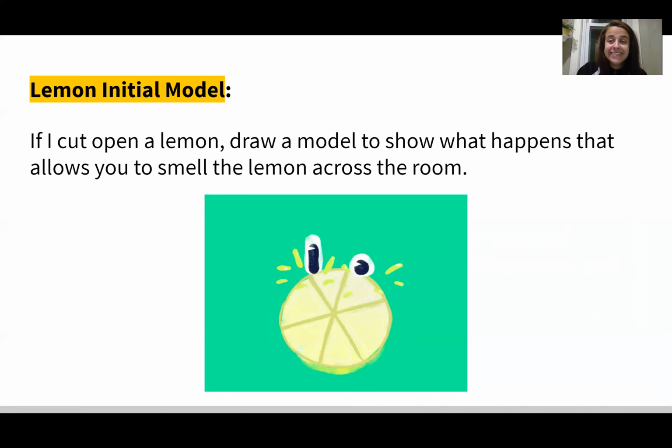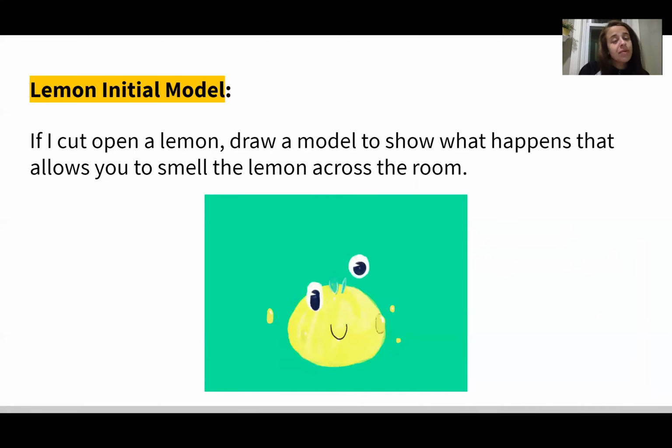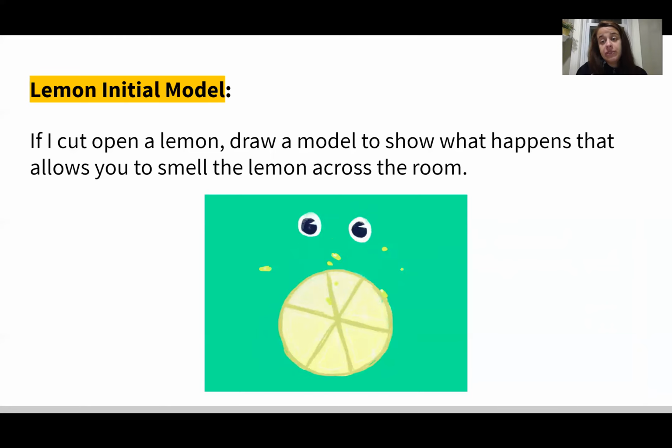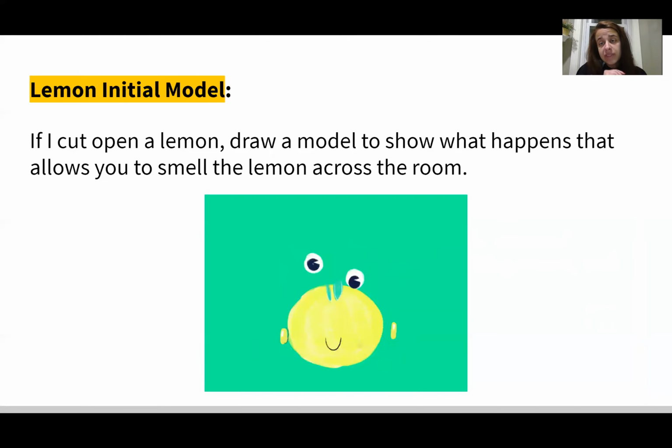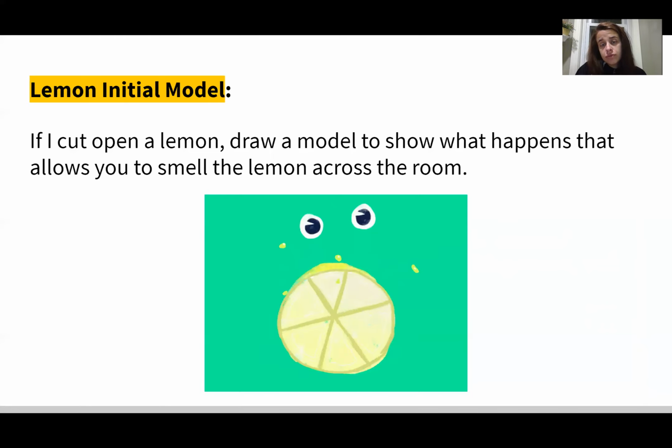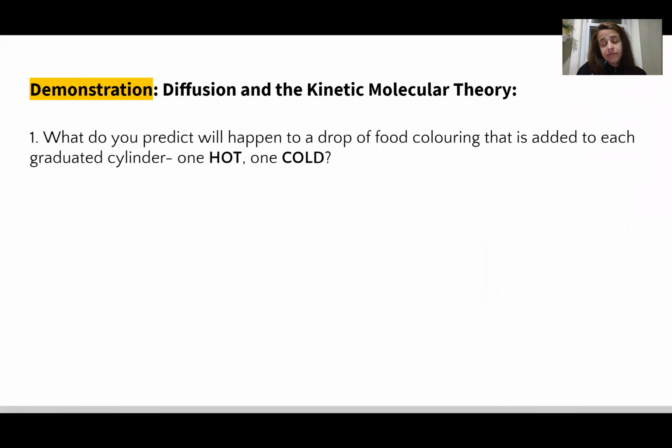Okay, welcome back. You should have gotten your initial thoughts about what's going on with the particles when you smell a lemon across the room. Okay, and now we are going to do a little demonstration. Our demonstration is we're going to drop food coloring into 2 separate containers of water. They're both tap water that I got out of my sink. One is cold and one is hot.